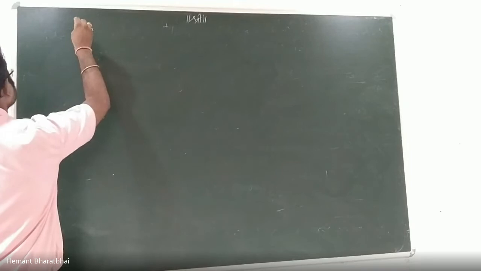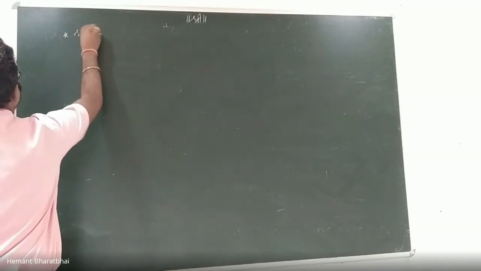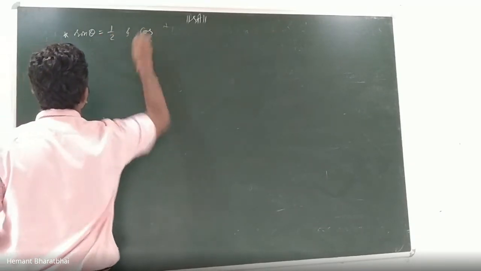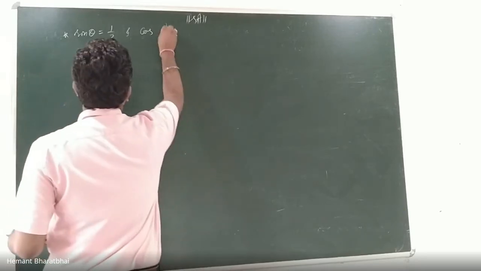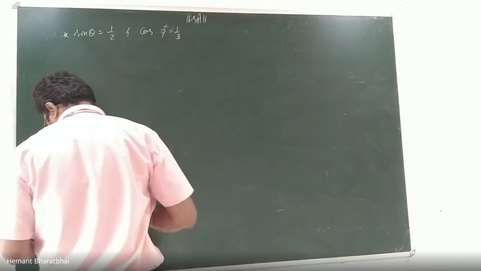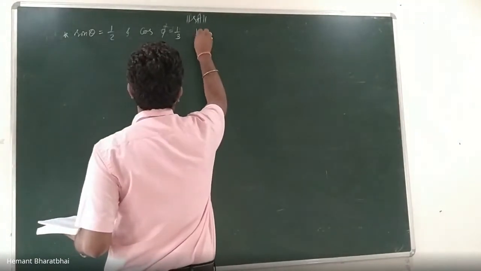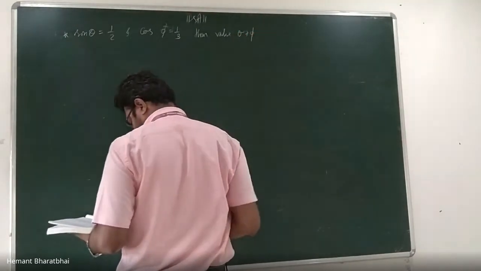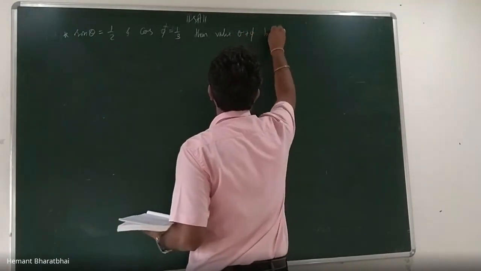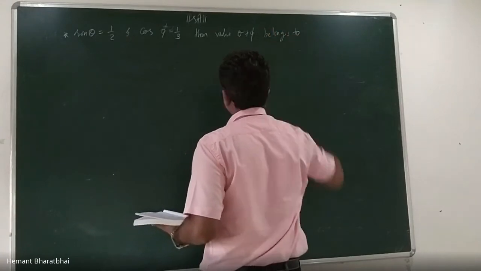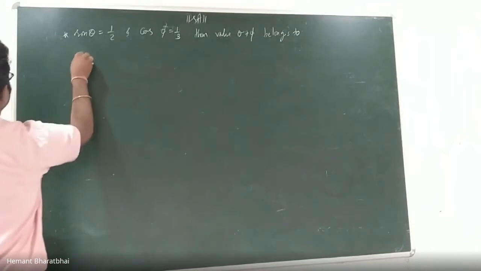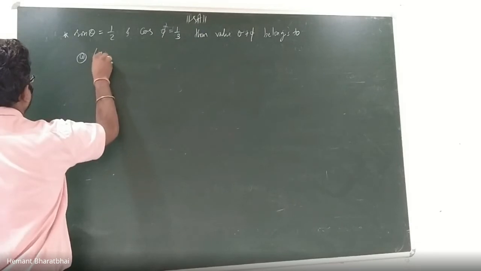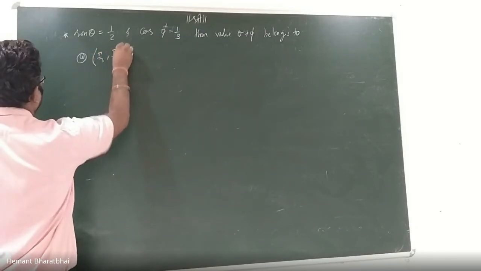Given that sine of theta is equal to 1 by 2 and cos of phi is equal to 1 by 3. Then the value of theta plus phi belongs to which interval? Option A, pi by 3 to pi by 6.